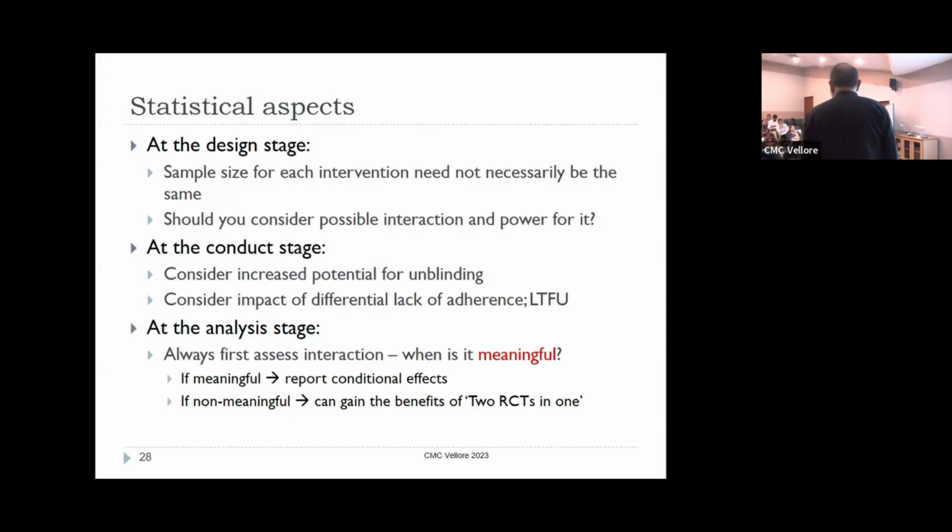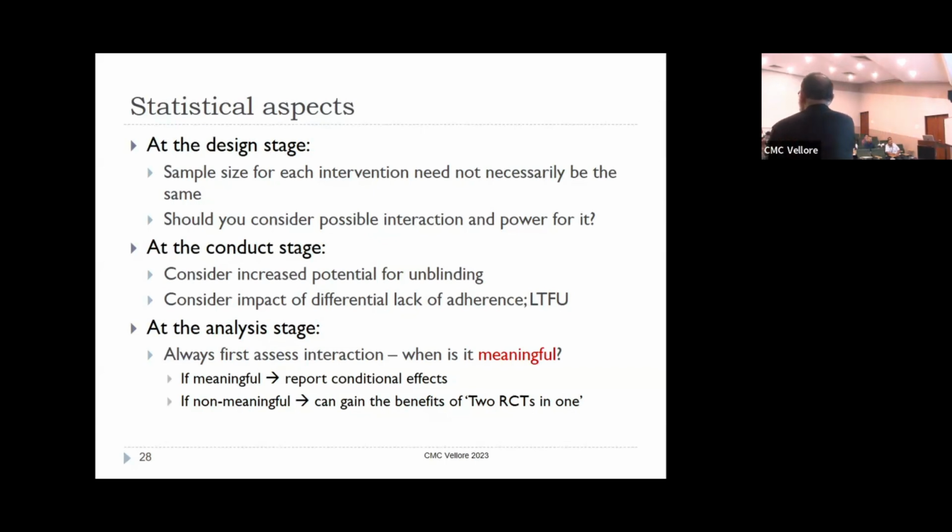Maybe for different interventions, you need different sample sizes, so you should consider the possible interaction and the power. Then it becomes a little more complicated, because taking pills may lead to more adverse effects and may get people unblinded, so you get the potential of unblinding. And you may have different lack of adherence to them. First, you should always look at interaction in your analysis. And whether it's statistically significant or not should not be the issue; it's whether it's a meaningful interaction or not.